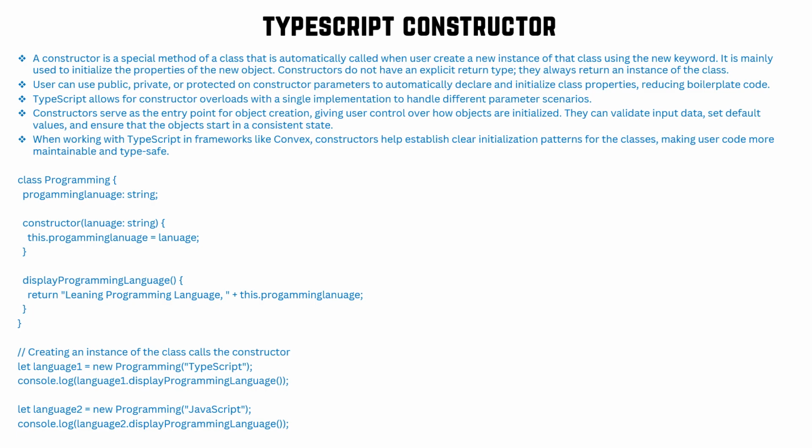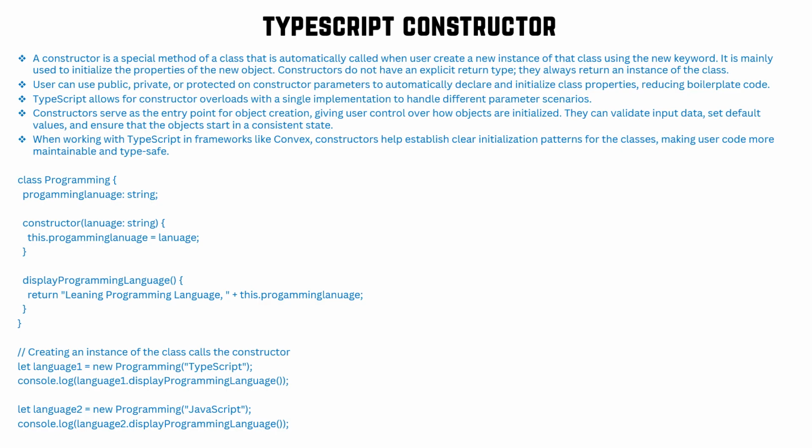Constructor is nothing but a special method of a class which is automatically called when a user creates a new instance of that class using the new keyword. The constructor is primarily used to initialize the properties of the new object. Constructors do not have any explicit return type. They always return an instance of the class.